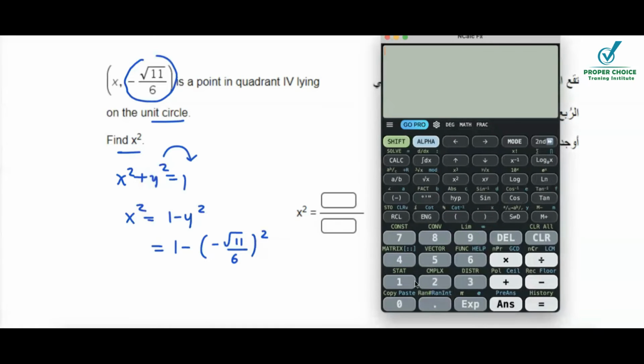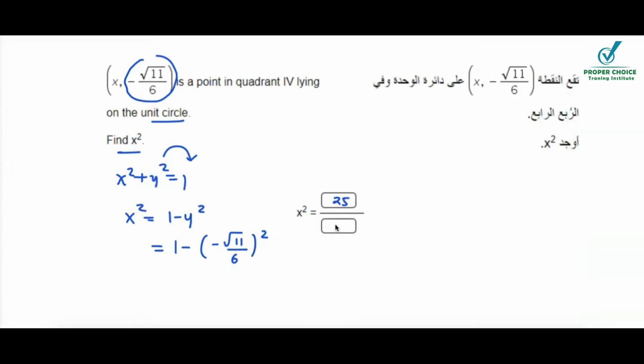So what is it going to be? 1 minus bracket negative square root of 11 by 6, make a square of it. So that gives us 25 by 36. The value of x square here is 25 by 36.